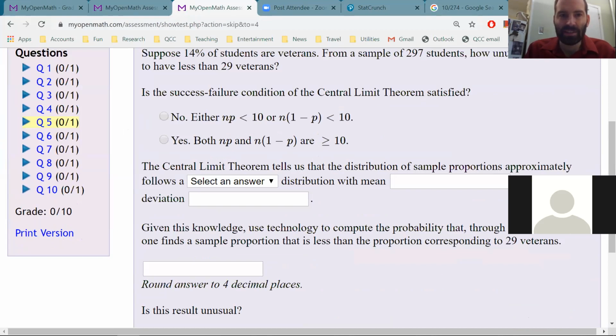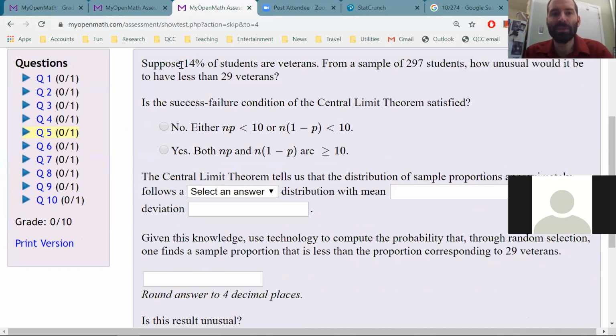All right, it says, suppose 14% of students are veterans. From a sample of 297 students, how unusual would it be to have less than 29 veterans? Okay, let's see if the success failure condition of the central limit theorem is satisfied. Remember, the success failure condition had us checking n times p and n times 1 minus p. So what is n and what is p in this situation?